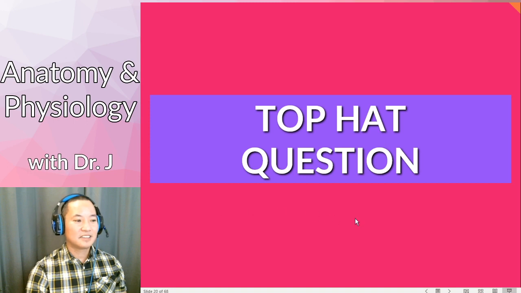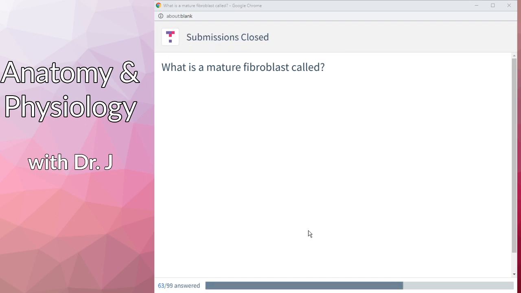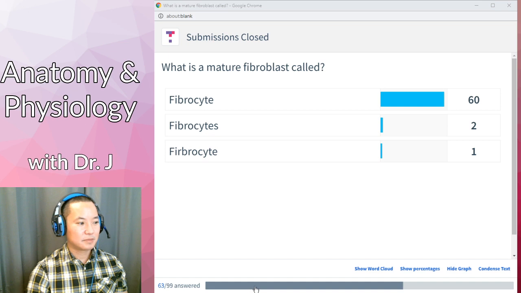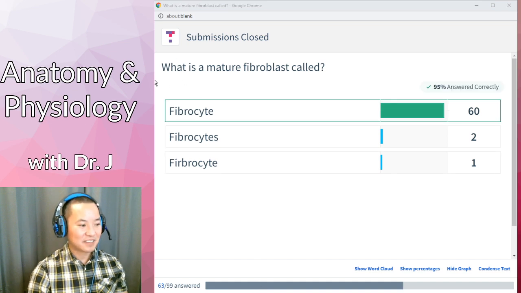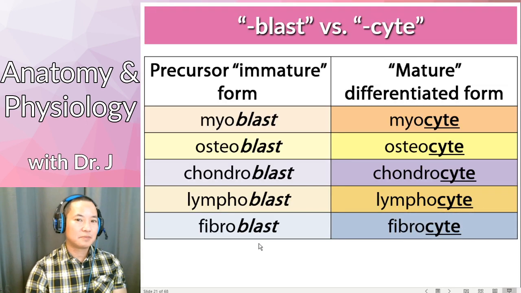So what do you call a mature fibroblast? Okay, lock in your answers. All right, let's see how everyone did. Most of you said fibrocyte or fibrocytes, and fibrocyte is correct. So again, blast comes before cyte. Blast immature, cyte fully mature. So again, fibroblast, the mature form is a fibrocyte.